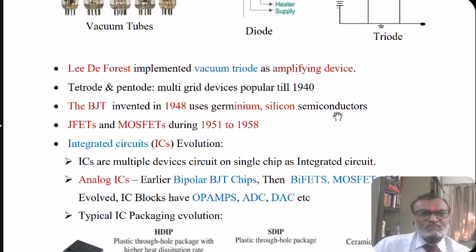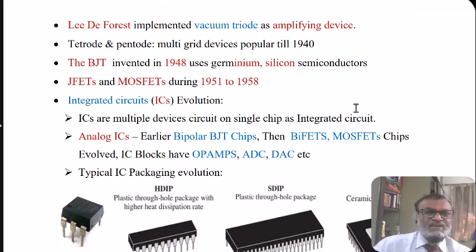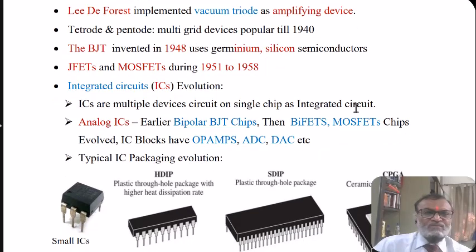Junction field effect transistors and MOSFETs were invented during 1951 to 58, but their practical applications and use started around 1970. The integrated circuits, those are the circuits on a semiconductor wafer, also called ICs, started developing from 1975 onward. ICs are of two types, analog ICs and digital ICs.